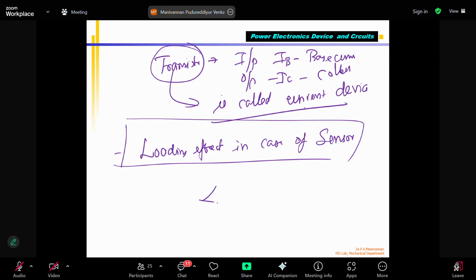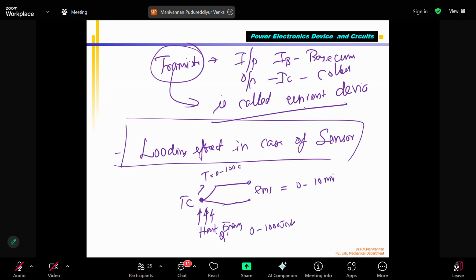See, for example, if you take a thermocouple, that's what we are talking about. TC. Seebeck effect and thermocouple. Now I am giving heat energy, Q, as an input, right? Because of that there is a temperature T. I give 0 to 1000 joules, and because of that the junction gets a temperature of 0 to 100 degrees for understanding purposes. So what is the output of the thermocouple? EMF. It will vary 0 to 10 millivolts. That's what we said. Okay. This is called the open circuit voltage.